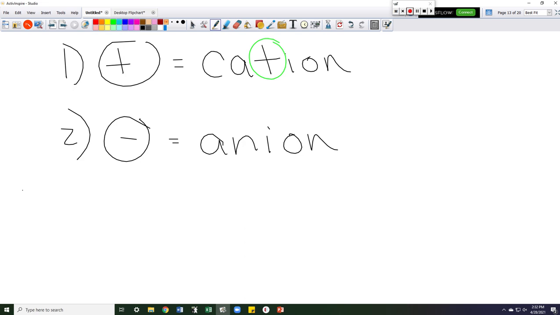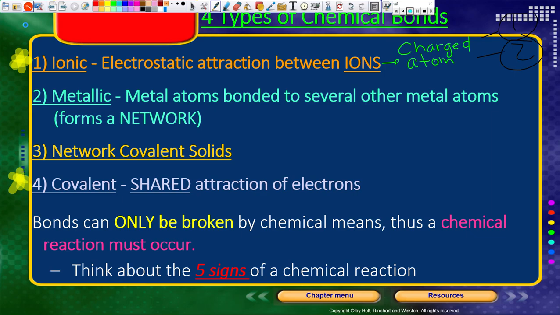Now, there's an easy way to remember this one. Again, how do you remember the positive one? There's a T in the middle. It's a plus sign, cation. The way to remember this one is it's basically an acronym. It's a negative ion. Anion. A negative ion is an anion. It's a little bit of an acronym. Everybody okay with this? All right, so that's the first 2.